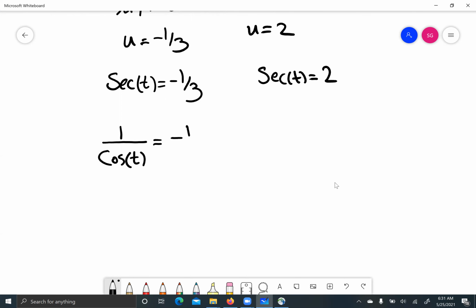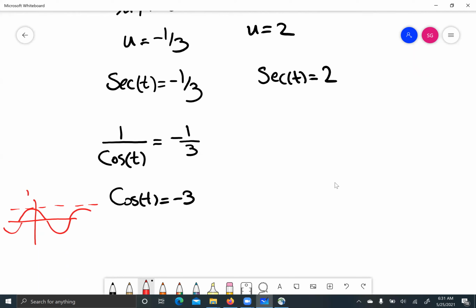So if 1 over cosine is negative 1/3, that means the cosine is negative 3, which doesn't make sense, because, recall, cosine is a function between 1 and negative 1. It never reaches beyond 1 and negative 1. So this is not acceptable, because cosine is never beyond 1 and negative 1. So that doesn't give me anything.